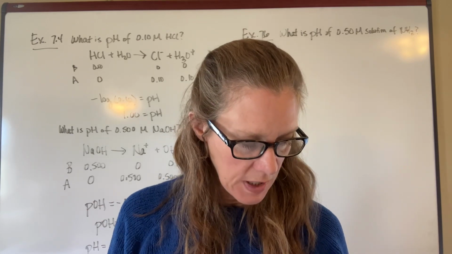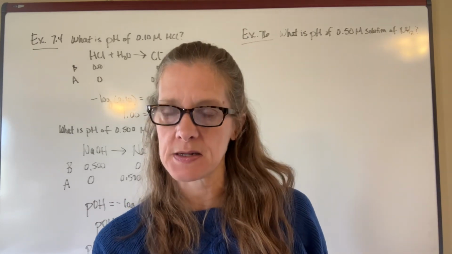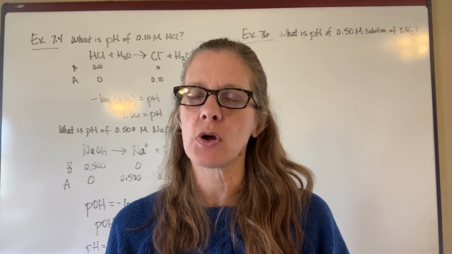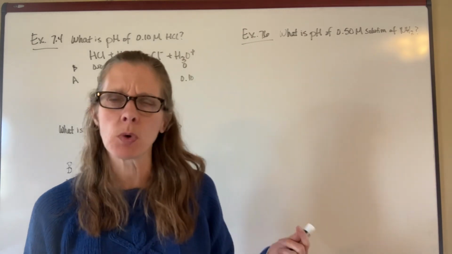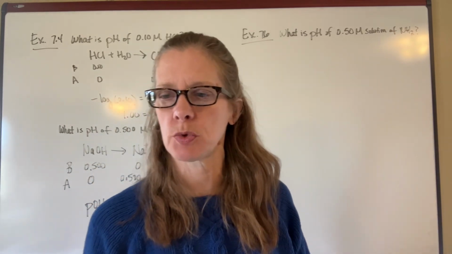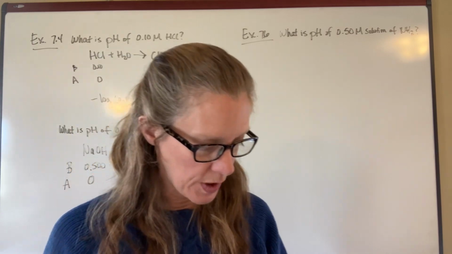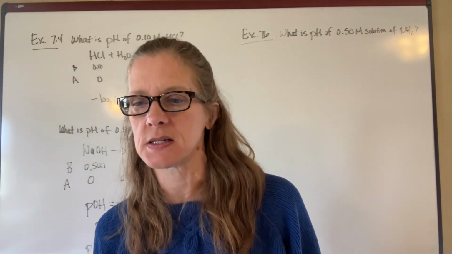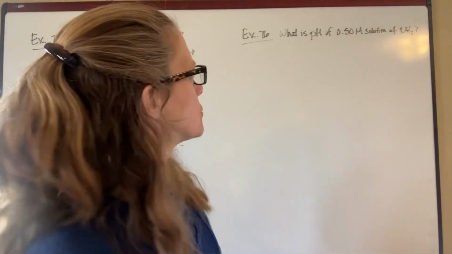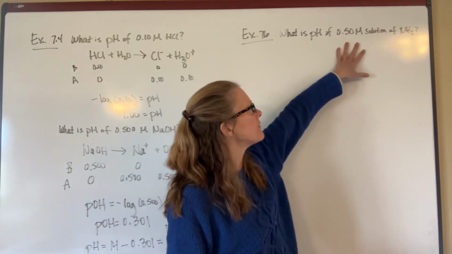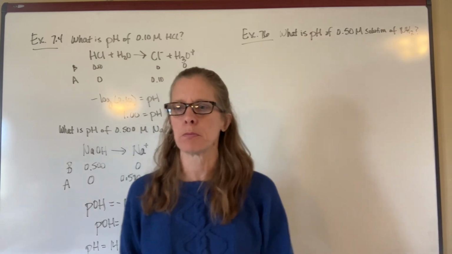Now, example 7.6 is a base. Again, the method for working it is going to be very, very similar. So I will go ahead and work that one for you since we're dealing with the base instead. But it's the same idea as the one that he did for acetic acid in 7.5. So with example 7.6, we want to know what the pH of a 0.50 molar solution of ammonia is.